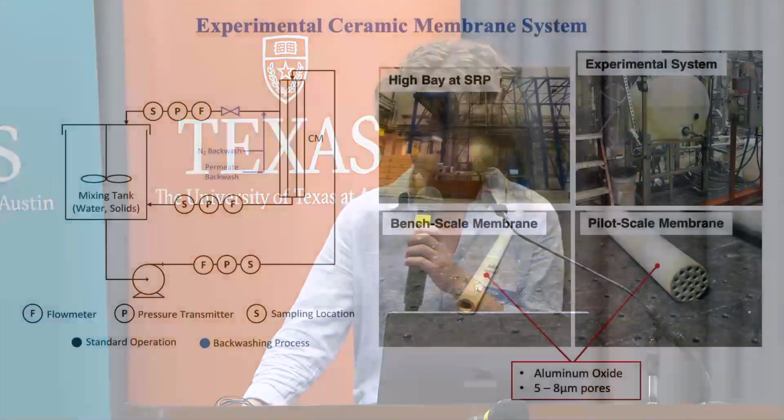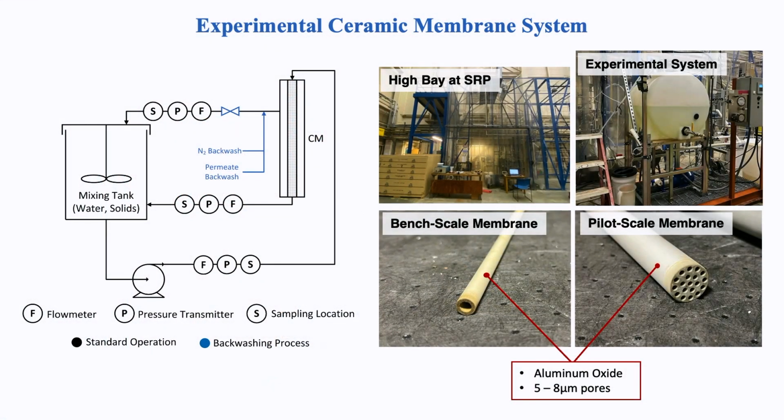Our experimental process included bench and pilot scale testing of the ceramic membrane. We implemented an aluminum oxide cross-flow membrane with an average pore size of 5 to 8 microns at both the bench and pilot scales. The pilot scale membrane allowed for a 10-time increase in membrane area and 10-time increase in process flows. We constructed our experimental systems at the Separations Research Program at the Pickle Research Campus.